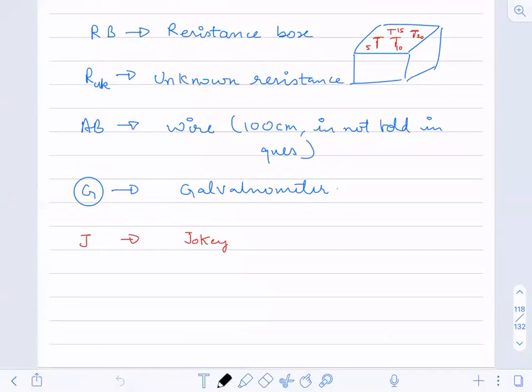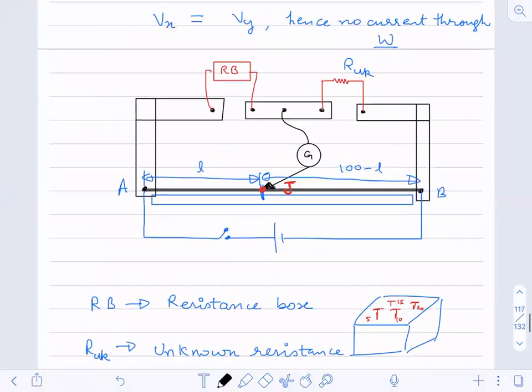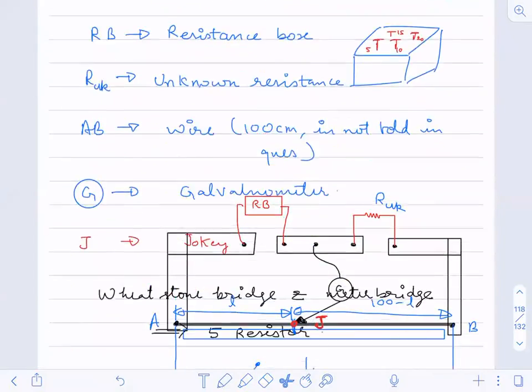Fine. So in Wheatstone bridge and meter bridge, how many resistors should be there? 5 resistors. Now, I have already told you to draw this figure. So just see this figure.